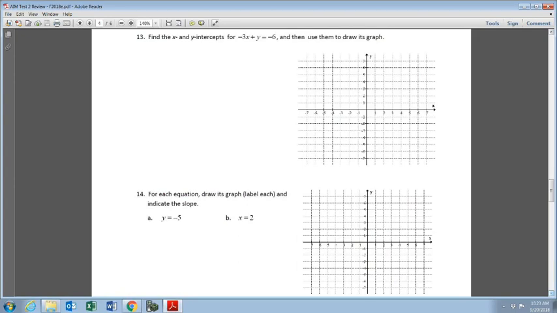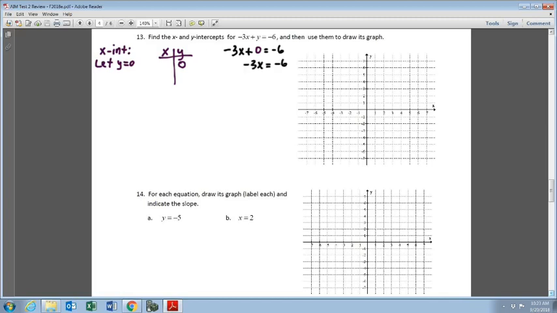Alright, so on number 13 here, we're supposed to find the x and y intercepts to draw this graph. So those are two special points. What I like to do is draw a little xy table. And first of all, we have to find an x-intercept. And so we want to let y equal 0. That's how we find an x-intercept. So let's go ahead and let y be 0. And I'm going to plug 0 in for y in the equation.